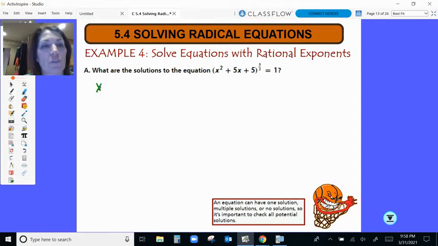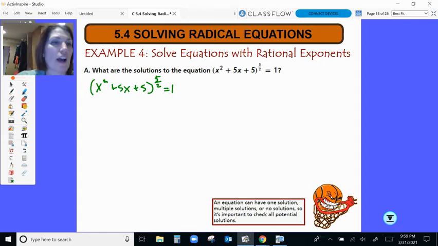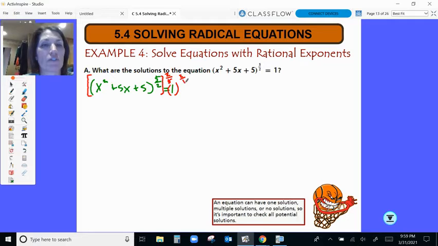Okay, so we have this x squared plus 5x plus 5 all to the 5 halves power equals 1. How do we eliminate that rational exponent? Well, we're going to use our power properties. So we're going to raise this to the reciprocal, because we know if we multiply that, it's going to give us 1. And we're going to do that to both sides, 2/5.